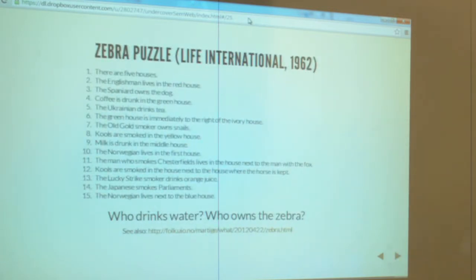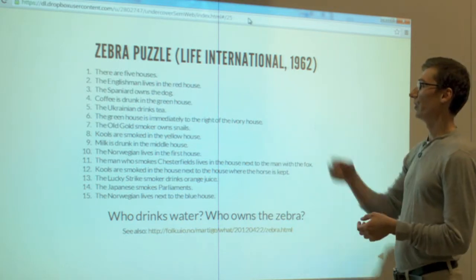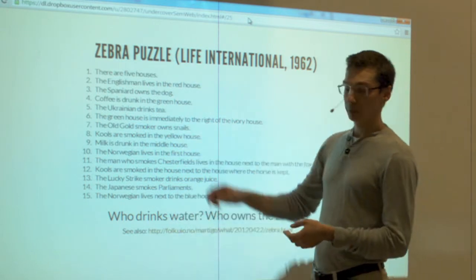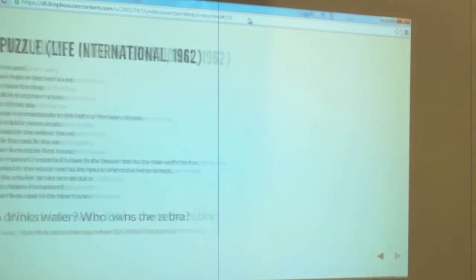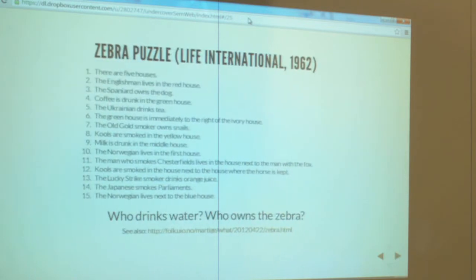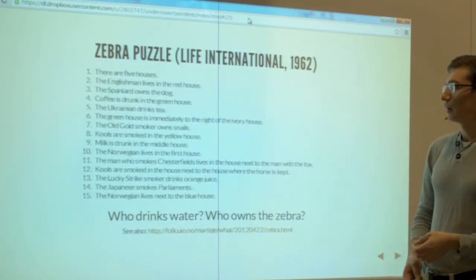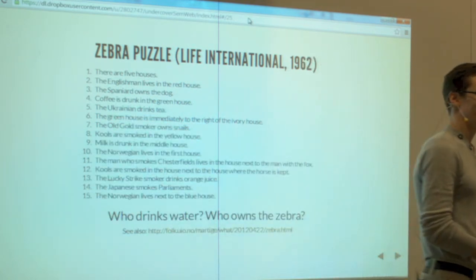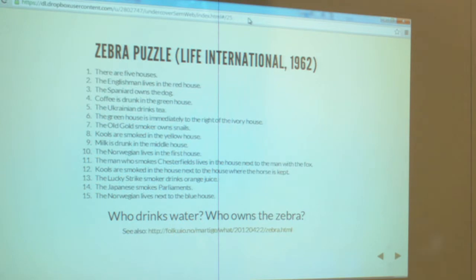The rest is like folklore, but it happens to have nationalities. Here they have something about Swedes, British, Danish, Norwegian, German, which would be very relevant in Scandinavia. But I saw that, wow, they have a Ukrainian. I happen to be Ukrainian, so I have to redo it.